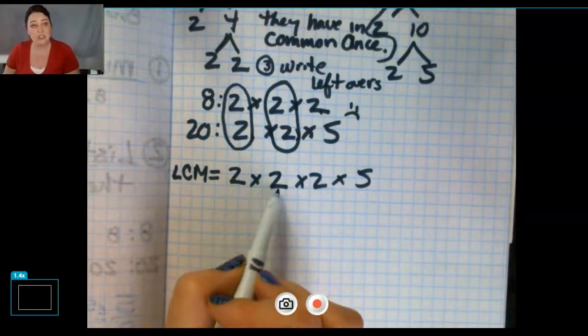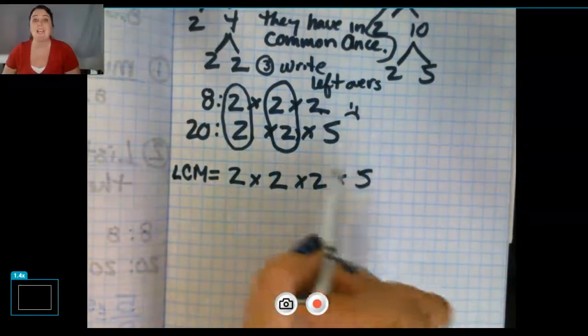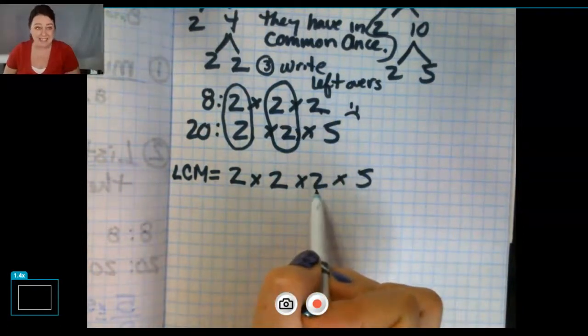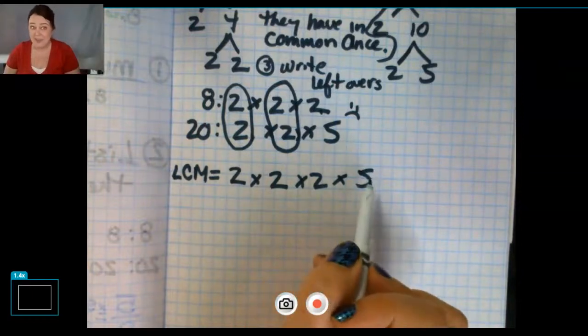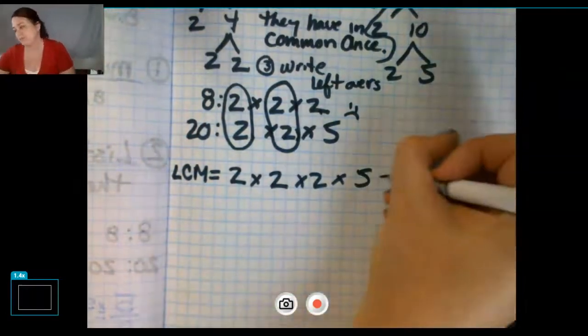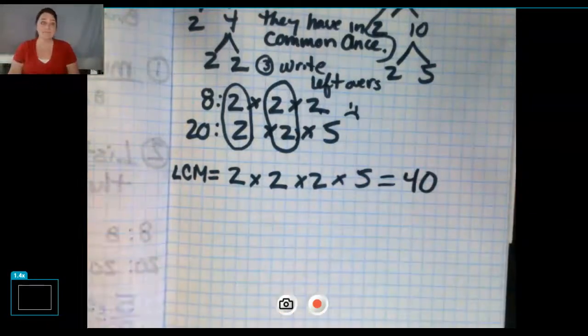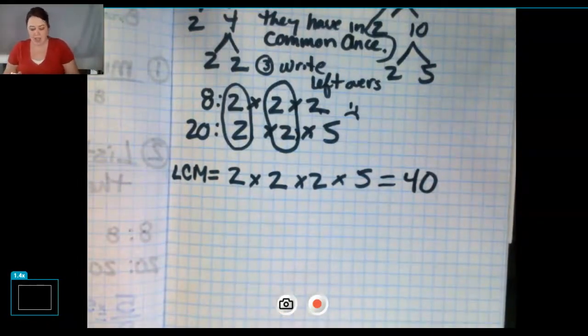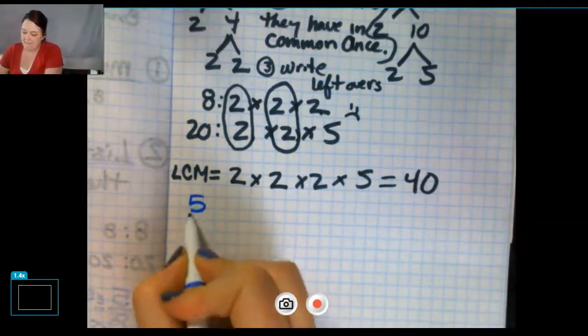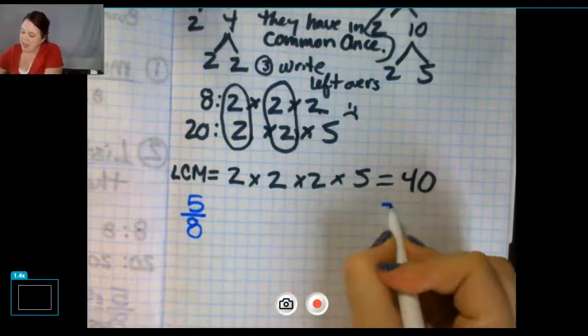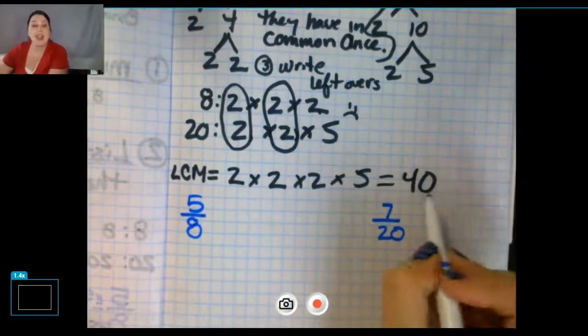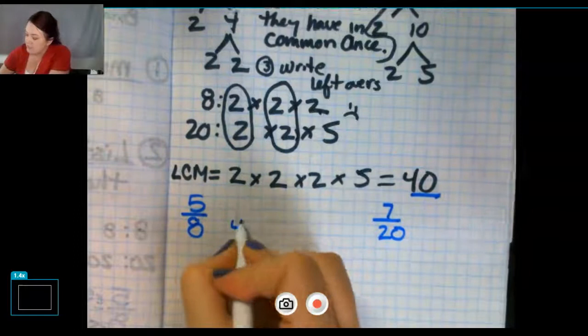2 times 2 is 4. Times 2 is 8. 8 times 5 is 40. That's it. 40. Now, with my fractions, I had 5/8 and 7/20. I now know that my LCM is 40.